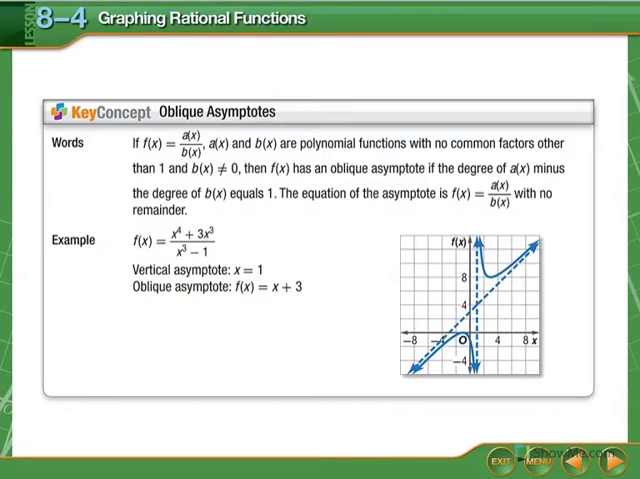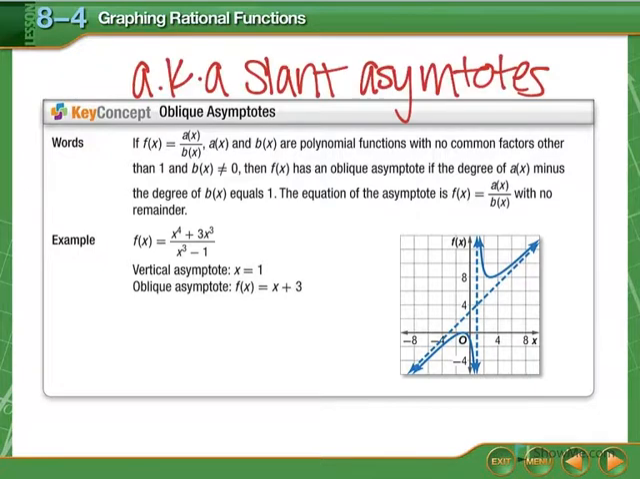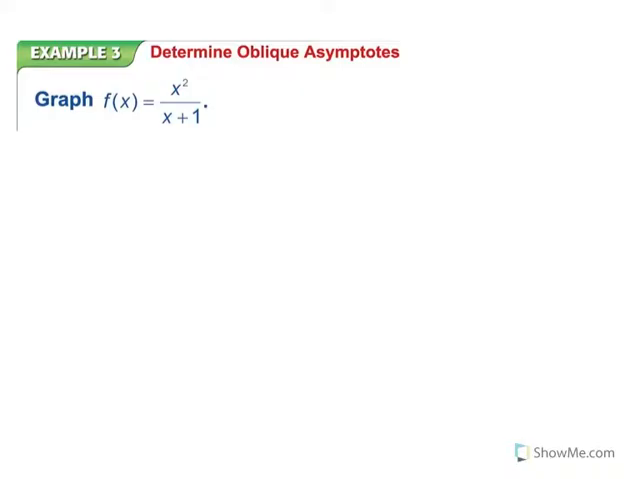Alright, the next concept we're going to talk about is oblique asymptotes. Another word for them is slant asymptotes, which means we no longer just have vertical asymptotes and horizontal asymptotes. We also have ones that are lines as well. And we're going to show you how to find them. So, determining an oblique asymptote.